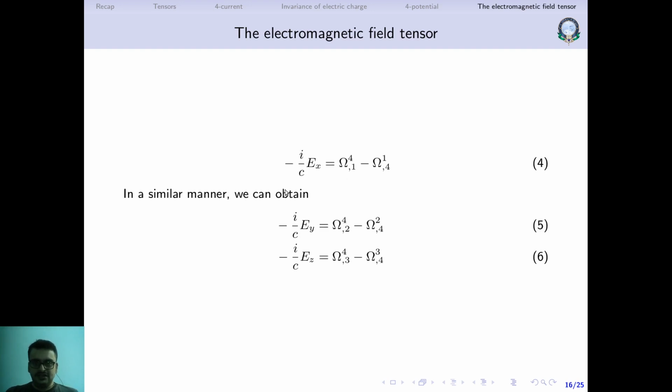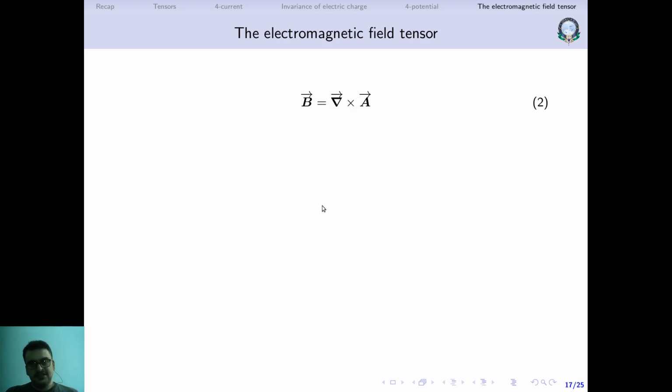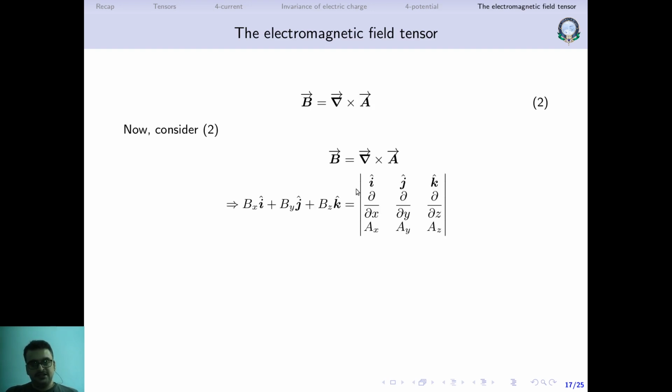This was using the equation for finding the electric field using the potentials. Now, finding the magnetic field using the vector potential: B is equal to curl of A. Here we will just expand this. On the left hand side we have Bx i cap plus By j cap plus Bz k cap, and curl of A we can write in the form of the determinant of this particular matrix. So we compare the components.